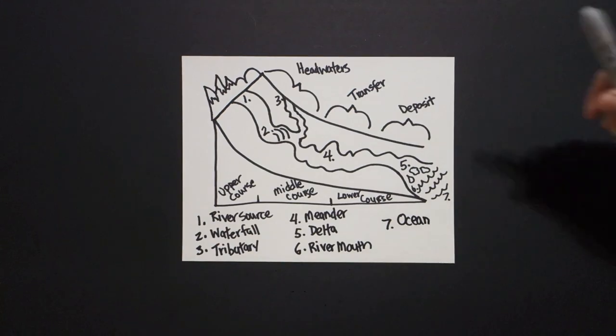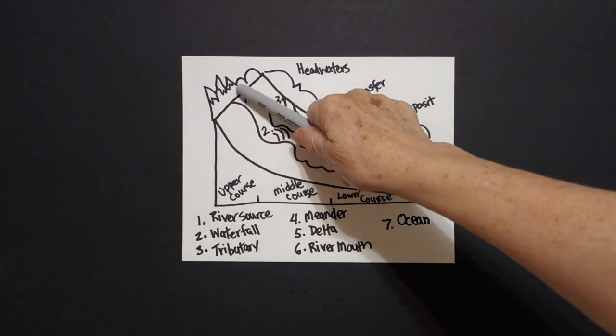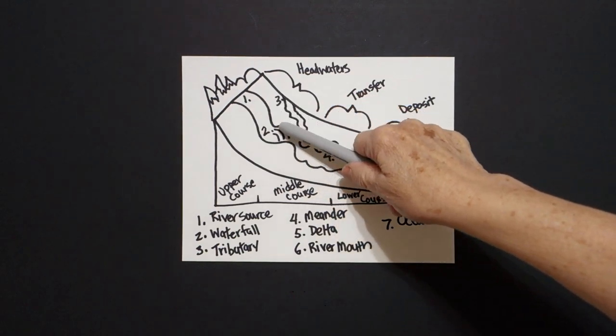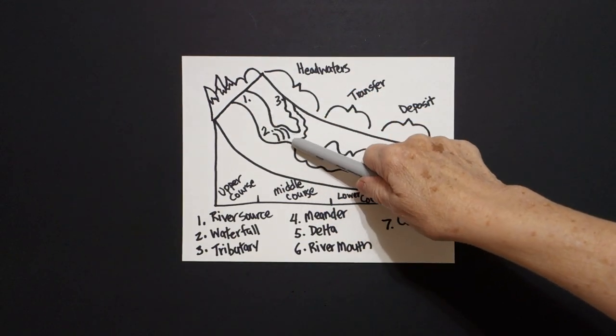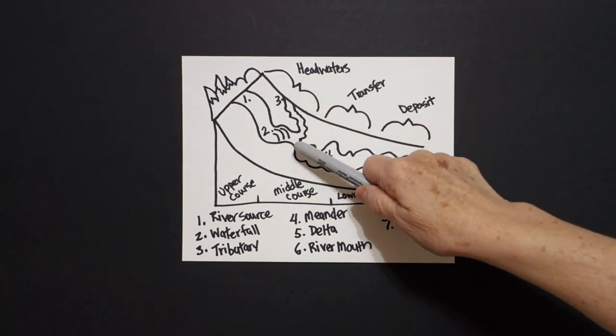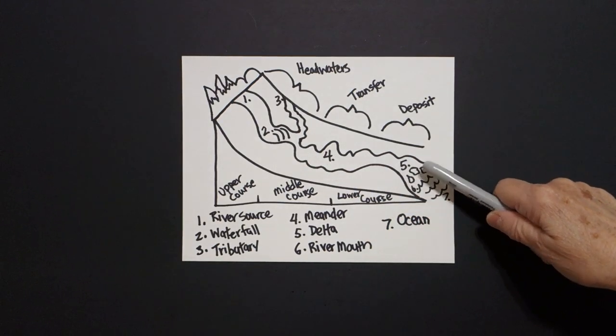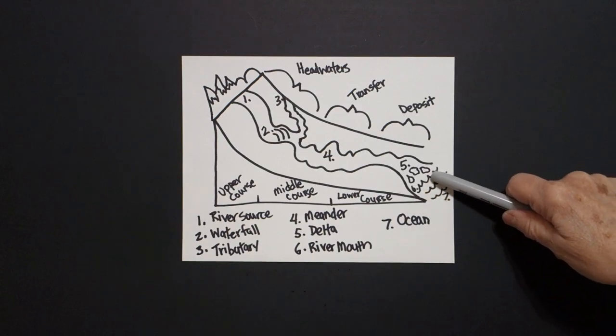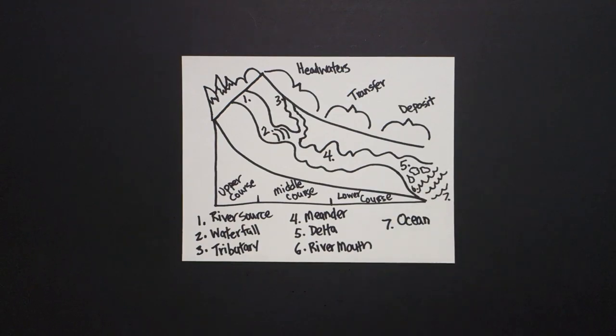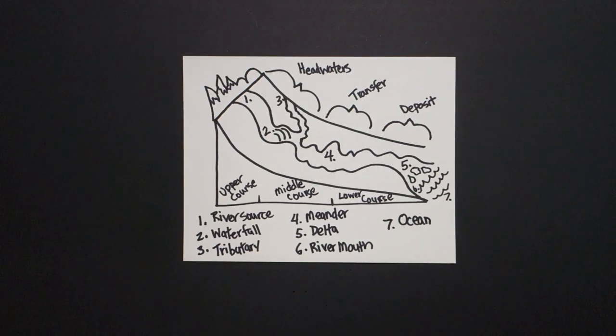So it's very interesting to see how the river source, the headwater, starts all the way up here, goes through waterfalls, tributaries, meanders down, hits the delta with some landforms, comes to the river mouth, and then all of a sudden empties, number seven, into the ocean. Okay, let's see how we're gonna color this in.